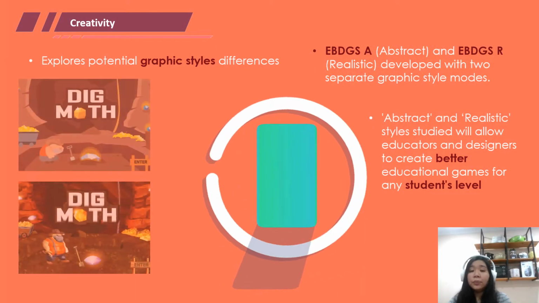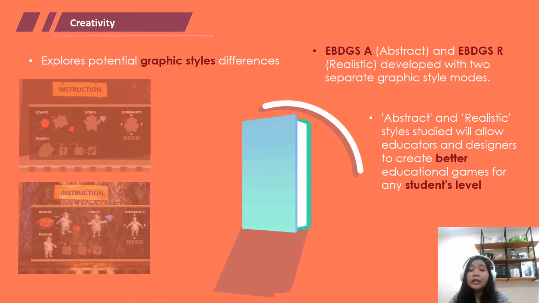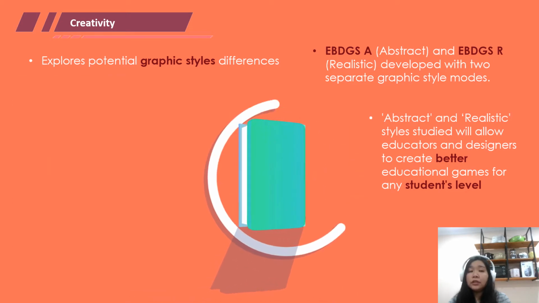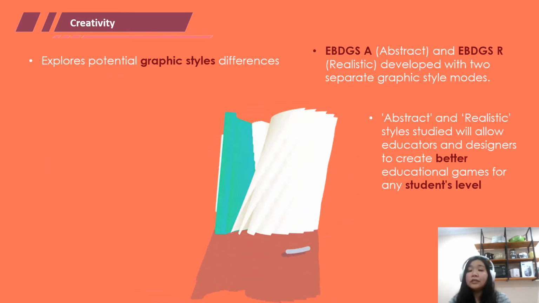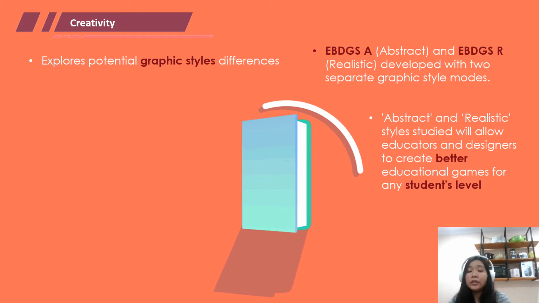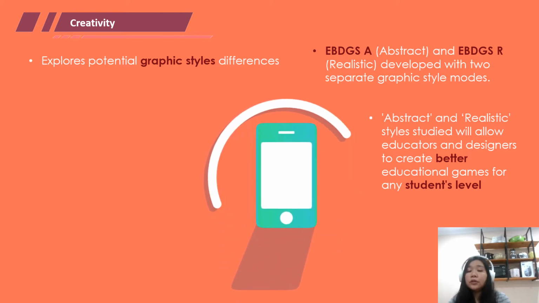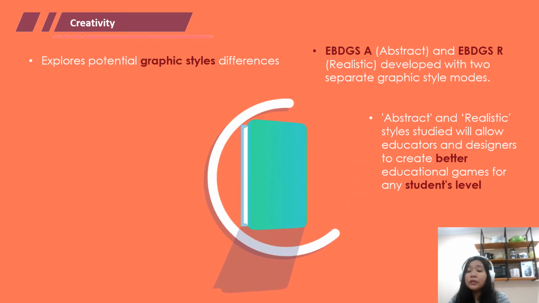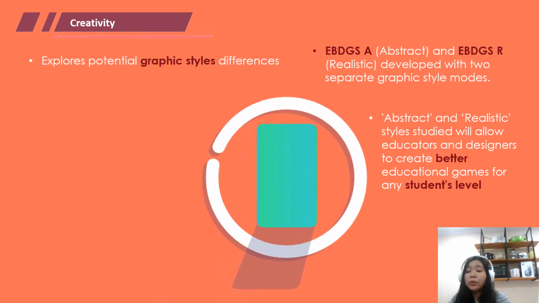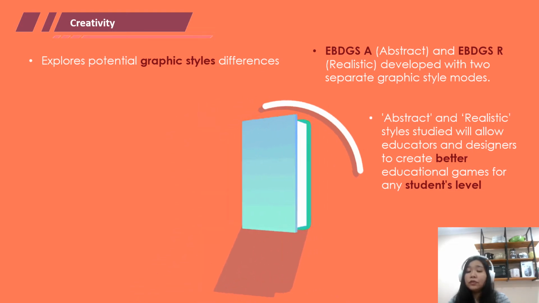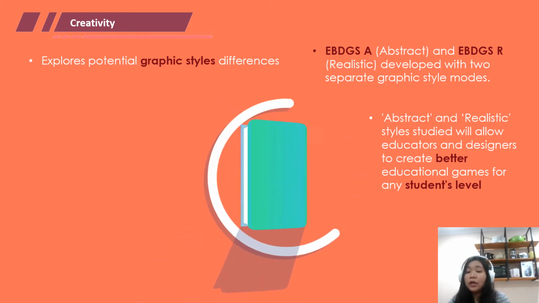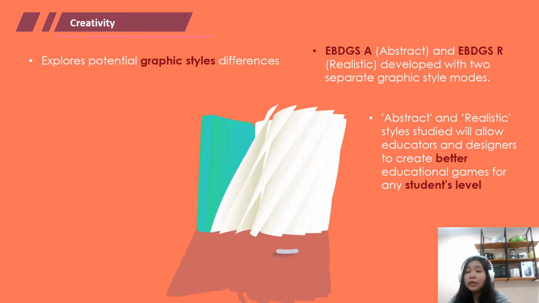As this research has pointed out the importance of visual design in educational games, the creativity of this project is to explore how potential graphic style differences influence student experience through educational games. Therefore, two prototypes will be developed: one for the abstract style and another for the realistic style, to compare how the two style modes influence student preference and experience. The two prototypes are known as EBDGS for the abstract and EBDGSR for the realistic.